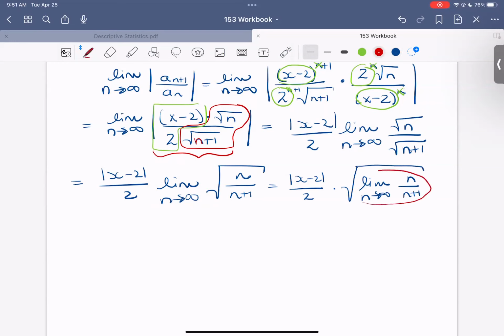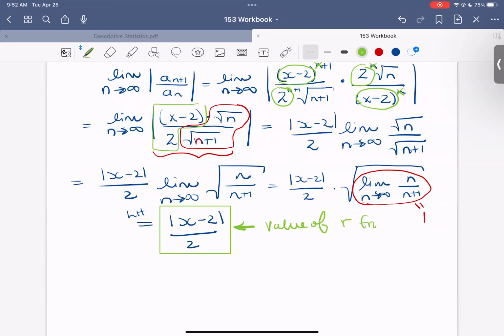Now we should recognize this limit. We just saw it in the previous example. We used L'Hopital's rule to compute that this limit is equal to 1. So this just becomes, using L'Hopital's rule, the absolute value of x minus 2 over 2. So now we don't have a limit at all. We've finished computing that limit. So this is the final answer that we get after computing the limit. So this value is our R value. So I'm going to say value of R from ratio test.